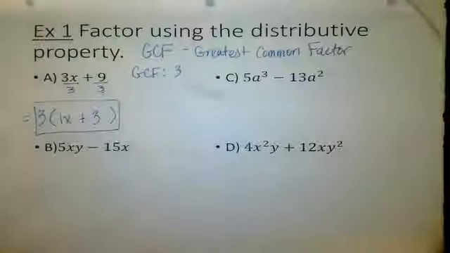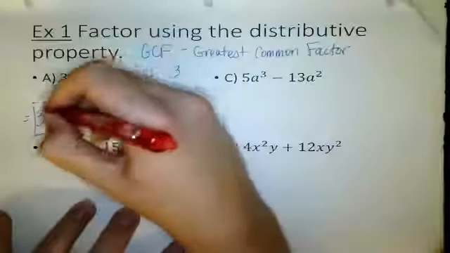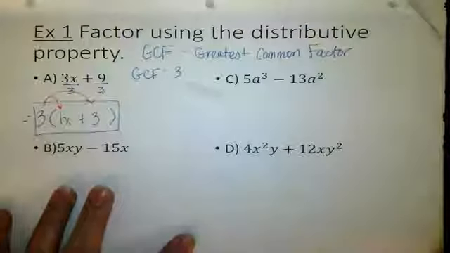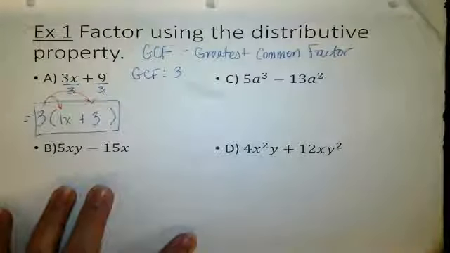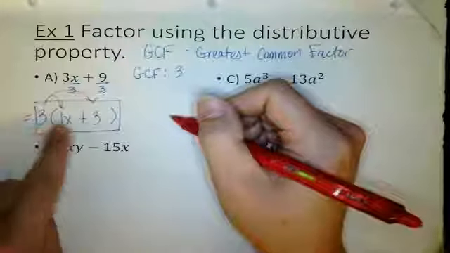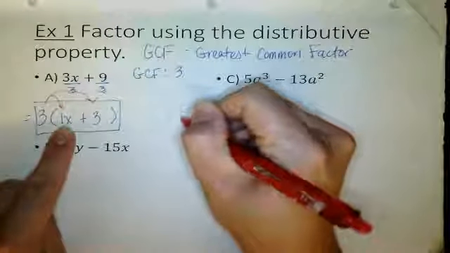How do you know if you did it right? You multiply it. You distribute it. You check it, ladies and gentlemen. Do you have to check it? No. Can you check it? Yes. Can you check it on a test? Absolutely. Okay? If we were to check by redistributing, 3 times 1x gives you 3x.